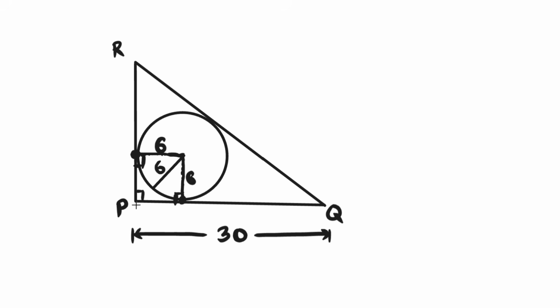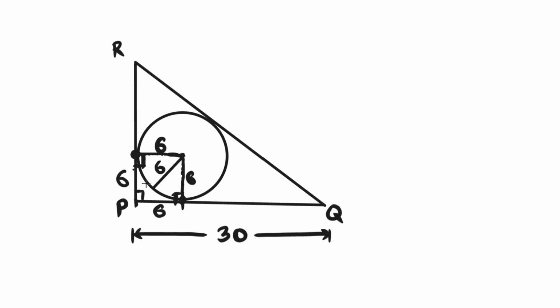These 2 radii form a small square because we have 2 perpendicular sides of length 6, and the corresponding horizontal and vertical distances are equal. So the small portion of the base from P to the circle is 6 units, and the small portion of the vertical side from P upward to the circle is also 6 units.